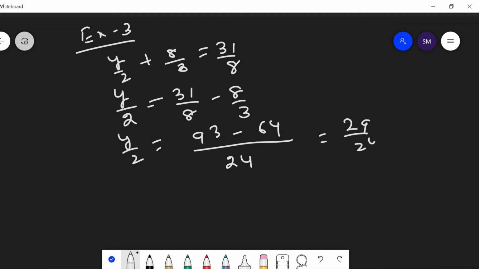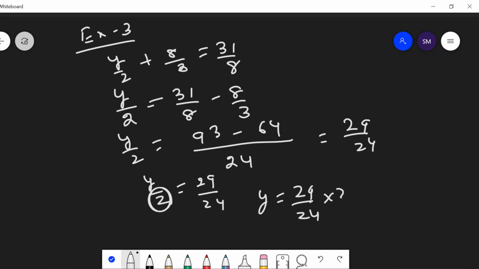Which is equal to 29 upon 24. Then I have already told you, when the constant is at the denominator and we shift it from the LHS to the RHS, it goes to the numerator. This means y is equal to 29 upon 24 into 2, getting divided with this. Then finally we get y is equal to 29 upon 12. This is the answer of the question. Then let us check the answer. Here you get y is equal to 29 upon 12.